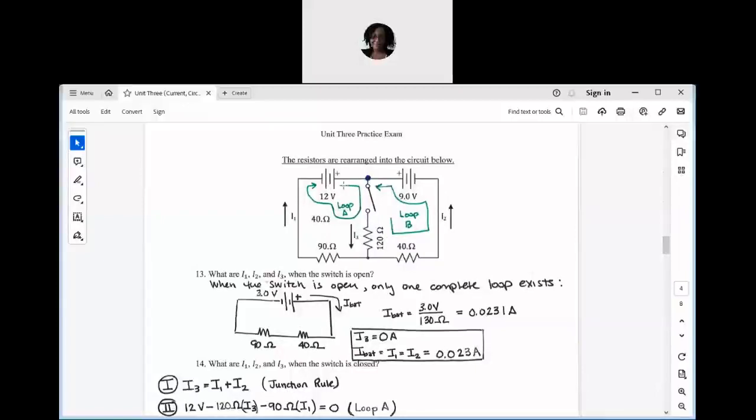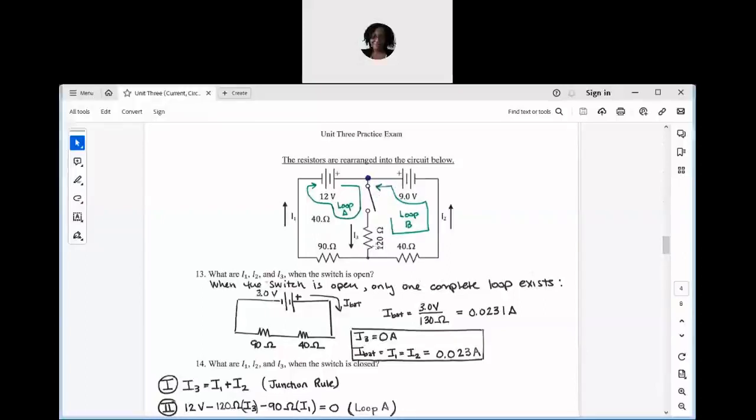So I have 2 batteries, and I have a circuit for which, when the switch is closed, I can't just simplify it. I can't figure out what REQ is and then just treat this exactly the same way as we treated our parallel circuit and our series circuit. So here I'm going to have to use combinations of the junction rule and the loop rule.